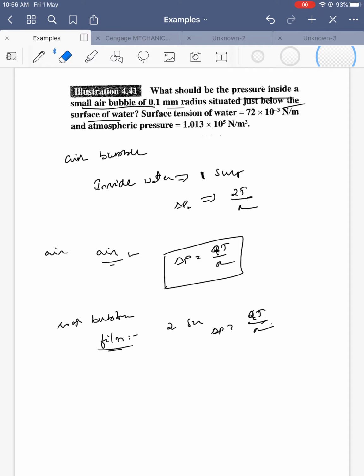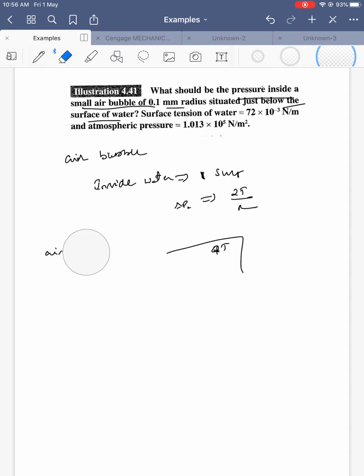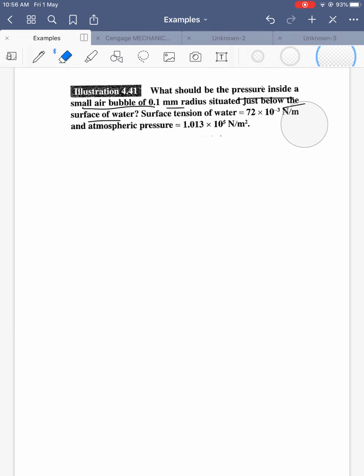When it is in air, they don't say that the air bubble is in air. If it is in water, then only they will mention. Okay, so let's proceed to solve this problem. What should be the pressure inside a small air bubble? Radius is given and it is situated just below the water surface. Delta P is equal to 2T by R.